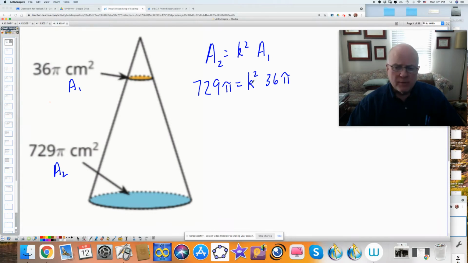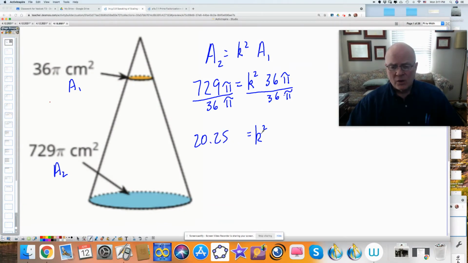Well, some people forgot about this k squared. They just said 729 divided by 36, and they got an answer. And that would not be the answer that we're looking for. When we divide both sides by 36 pi to get the k by itself, I'm going to have k squared to begin with because I've got the formula here. When I do this division, the pi's cancel. There's no pi left in my answer. I have pi divided by pi, which is 1. So I have k squared is equal to 20.25.